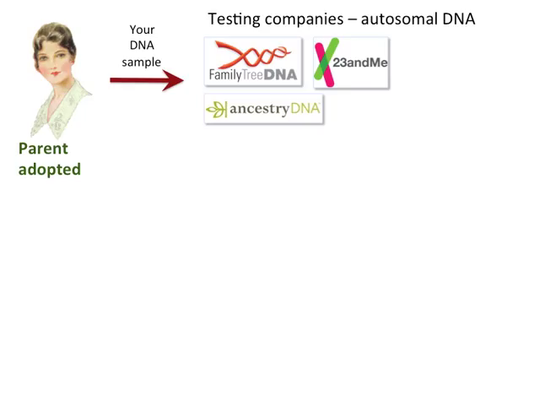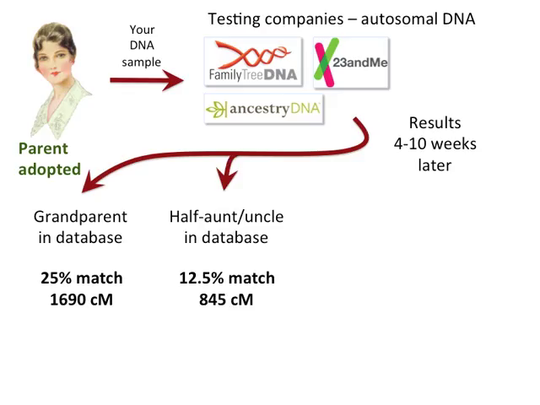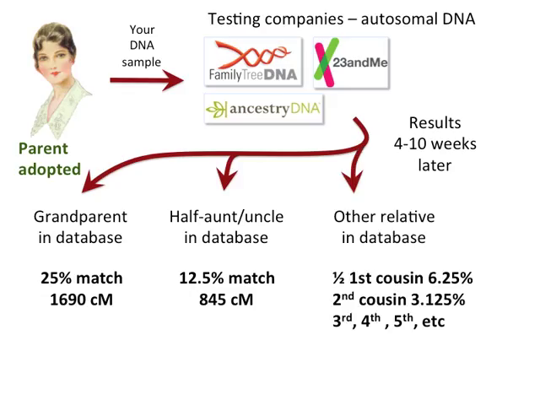If your parent was adopted or your grandparent was adopted, you still follow the same kind of technique. You send your own DNA sample in if your parent wasn't alive or your grandparent wasn't alive to give the sample. And again, the same kind of technique. If a grandparent is in the database, 25%, that would be very rare. But if you had maybe a half aunt or uncle in the database, that would show up. If you had some other relative, like a half first cousin or a second cousin, third, fourth, they would show up as well.